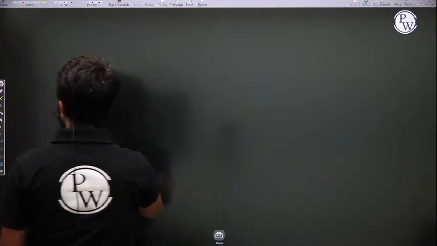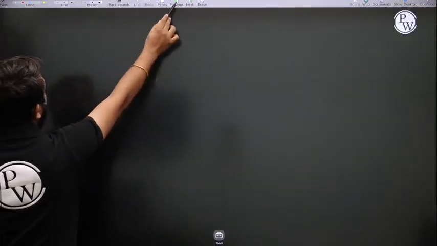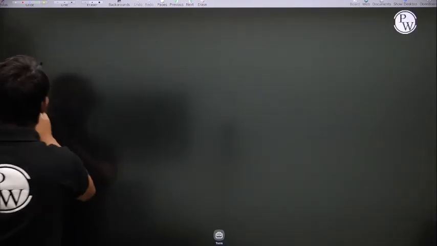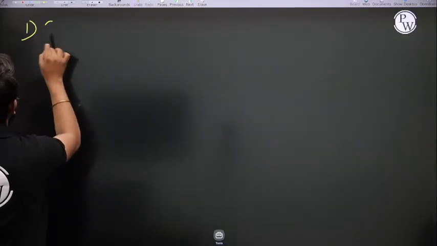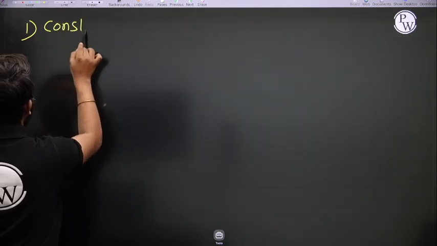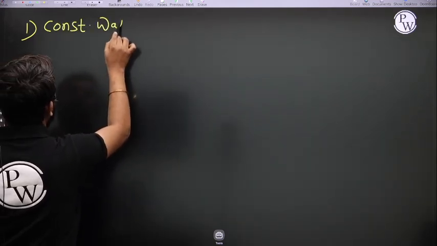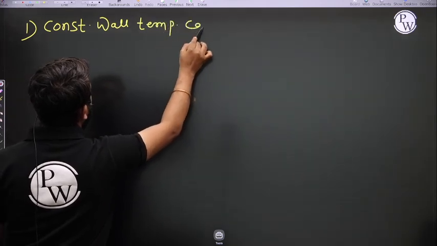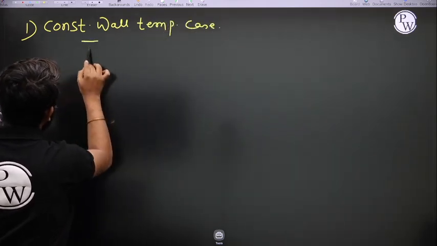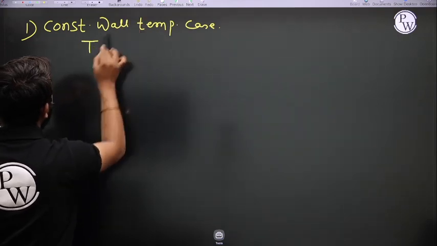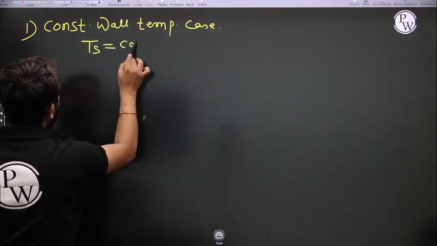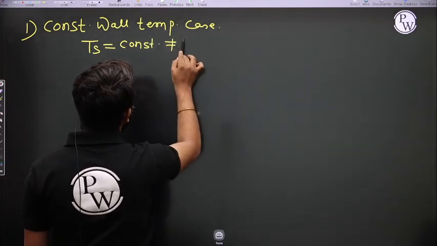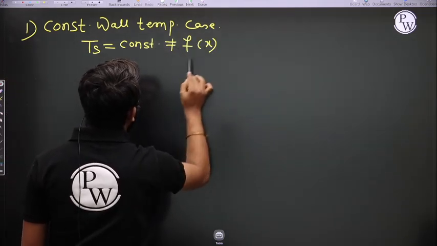Now, in laminar flow there are two cases: the constant wall temperature case and the constant heat flux case. So first focus on the constant wall temperature case. In the constant wall temperature case, that means Ts is constant, not a function of x.